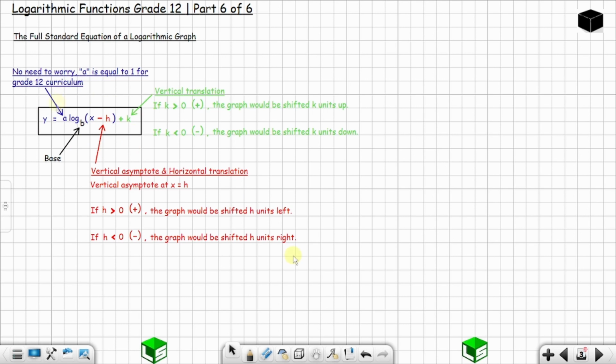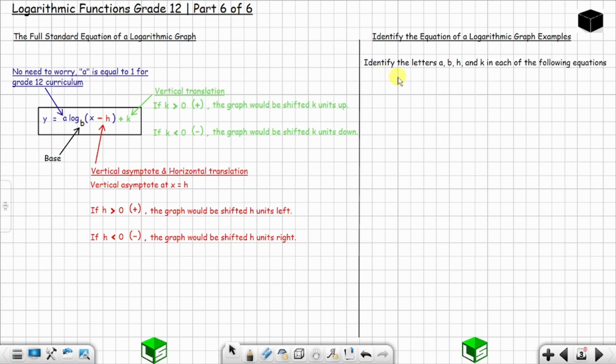Okay, now I have some examples that we are going to use so that you can understand this standard equation in more detail. Let's use these examples to understand this. So, identify the equation of a logarithmic graph. Now the question is, identify the letters A, B, H, and K in each of the following equations.